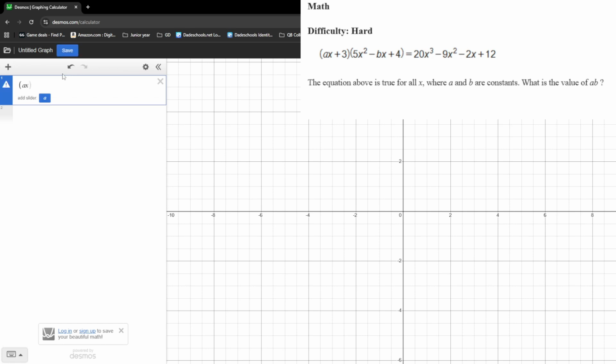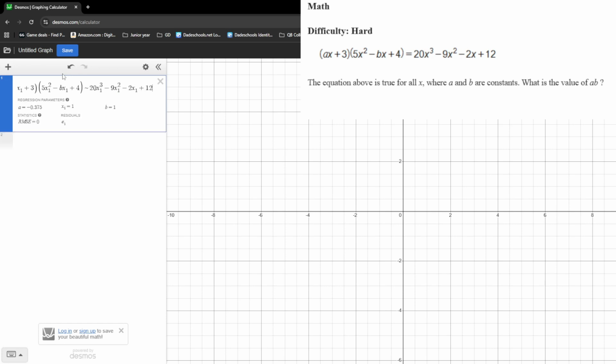So we're going to rewrite it, but instead of ax, we're going to write ax1 plus 3. That's just regression notation. It's good to memorize where to put your ones. x1 squared minus bx1 plus 4 is approximately equal to, it is equal to, but we have to put the approximation, x1 cubed minus 9x1 squared minus 2x1 plus 12.